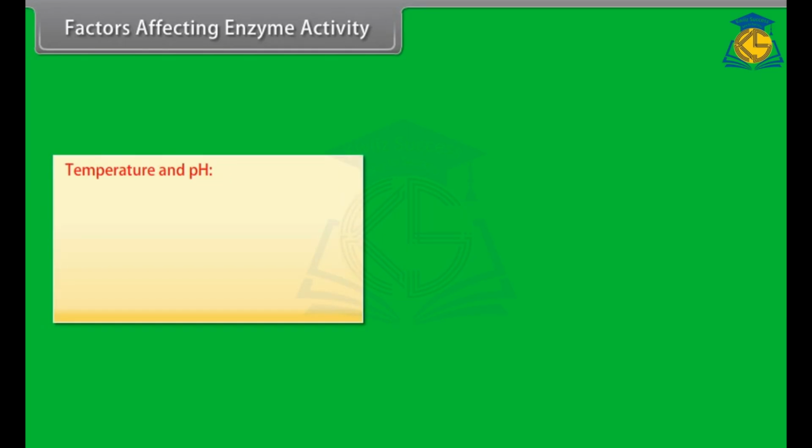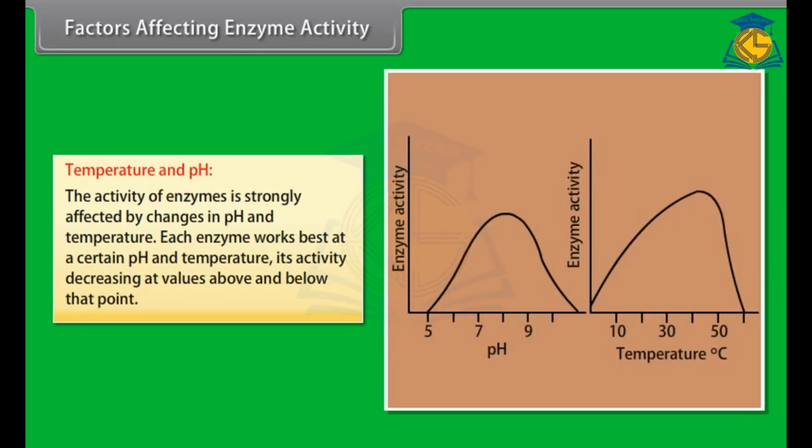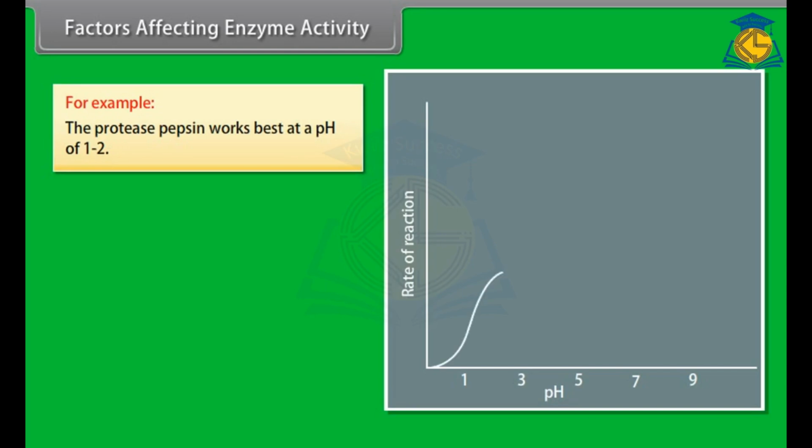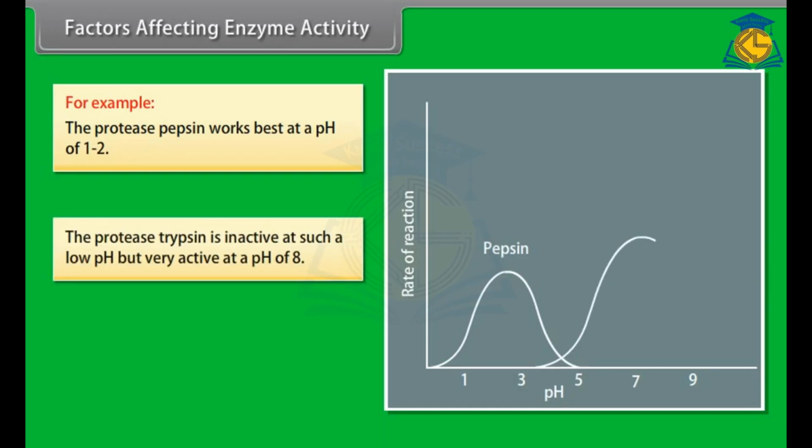Temperature and pH. The activity of enzymes is strongly affected by changes in pH and temperature. Each enzyme works best at a certain pH and temperature. Its activity decreases at values above and below that point. For example, the protease pepsin works best at a pH of 1 to 2. The protease trypsin is inactive at such a low pH but very active at a pH of 8.